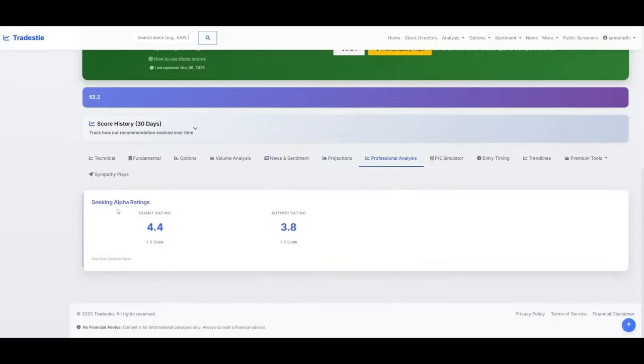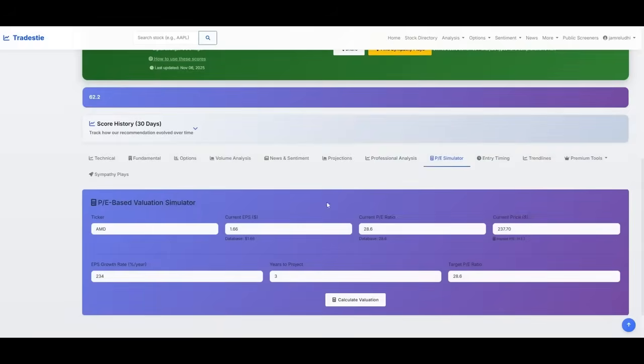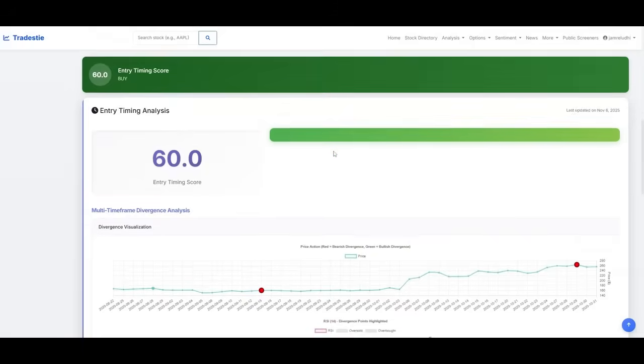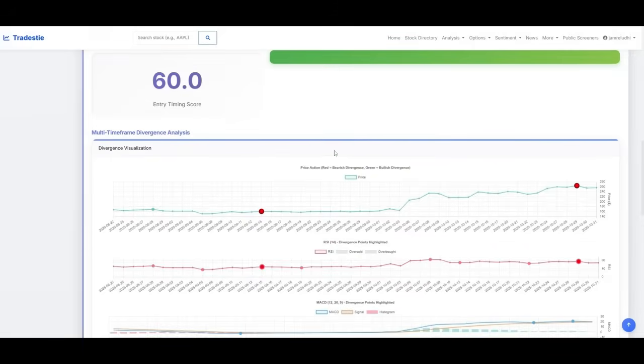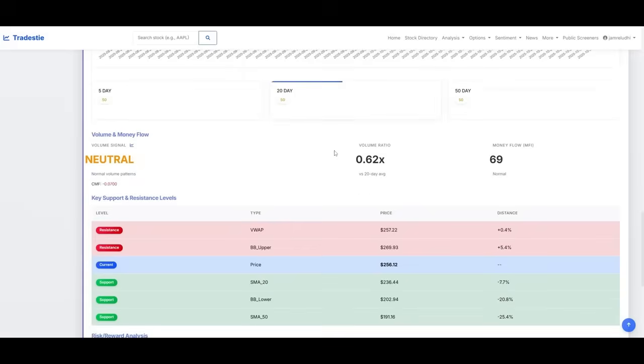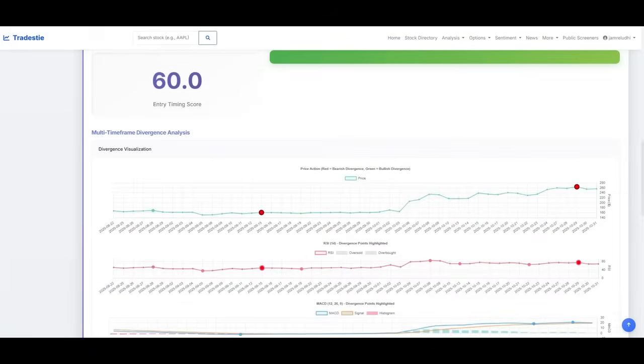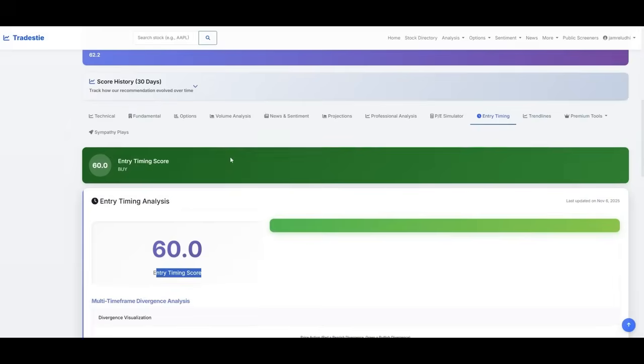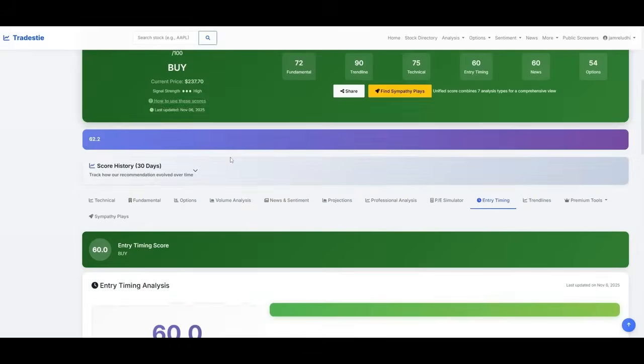Okay, let's move on to the next section. This is basically Seeking Alpha. It's a very famous site that has ratings from them. PE simulator: you can plug in your numbers and come up with the same analysis which we are showing in projections. Entry timing is also a technical thing where it looks at different divergences and figures out whether it's a good time to enter into AMD or not. Right now it has a score of 60, which is a relatively better time to enter into AMD.